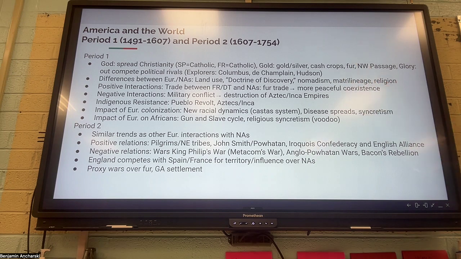We saw the idea of the doctrine of discovery. We now see that different European powers are just coming here and colonizing, planting a flag down because they're the first Europeans to get here.